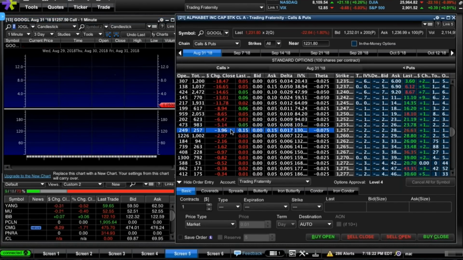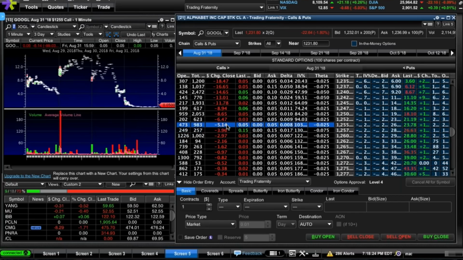Now, as we see here, the dollar change close is telling us that this contract is down $5.14 since yesterday. So at a price of 5 cents, that means this contract closed at 5.19. So you're seeing, okay, it's down $5.19. And now I don't have a percentage change close. If I do, I'll just look here. I have it linked to my chart and it tells me the percentage.